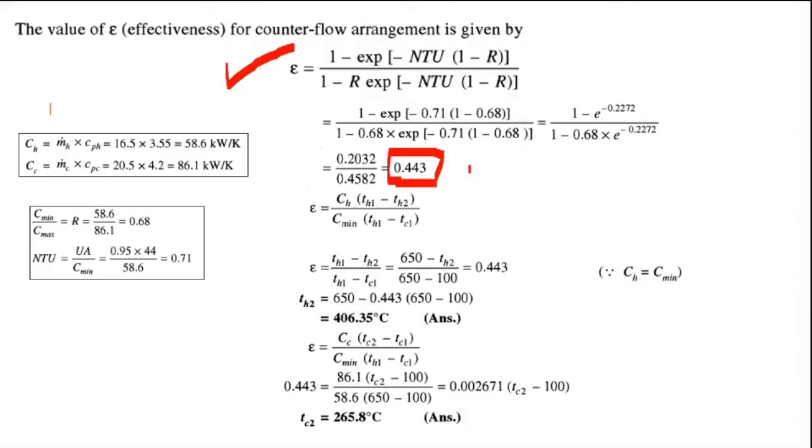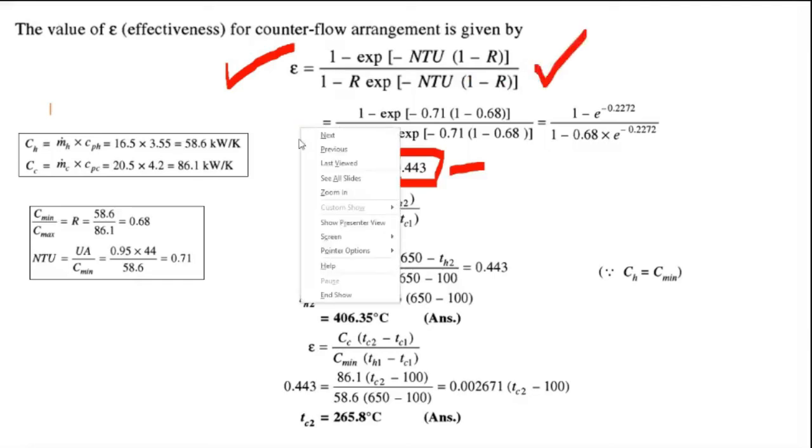Smaller than that, sir. Good. For parallel flow, effectiveness value is always going to be smaller. So here effectiveness is 0.443. This value of effectiveness has been determined by the relation given in the data handbook.